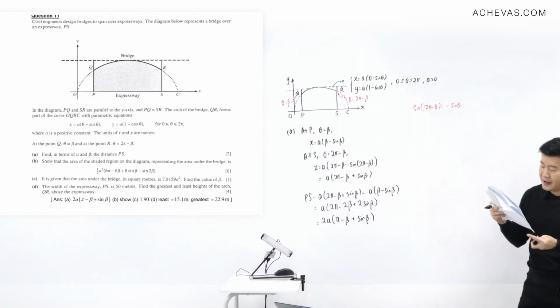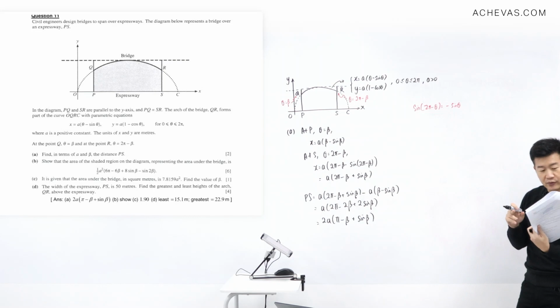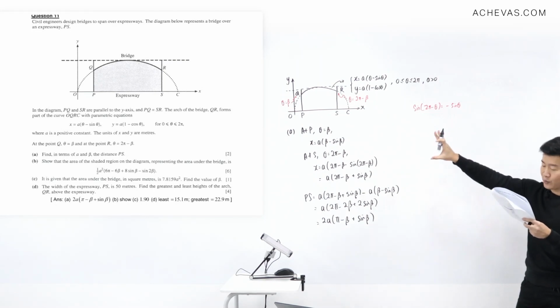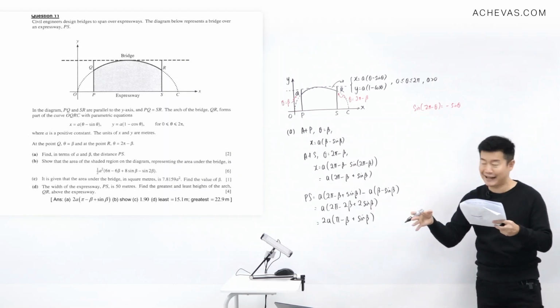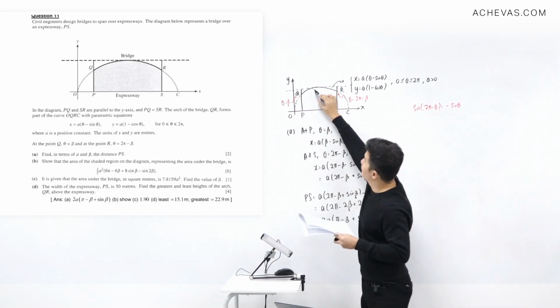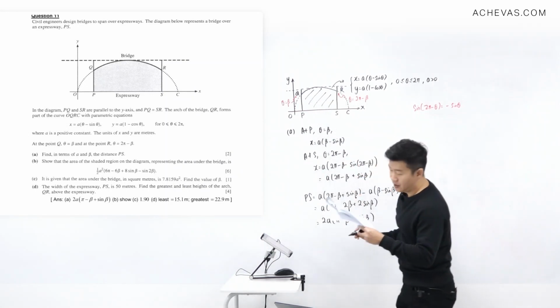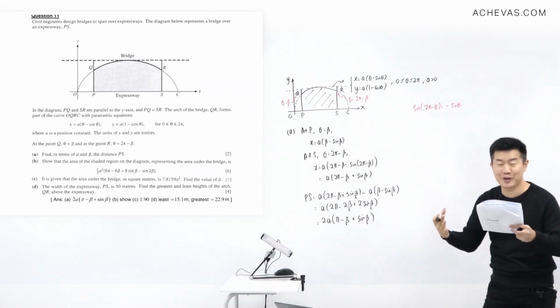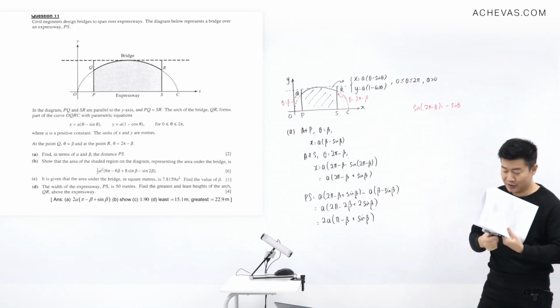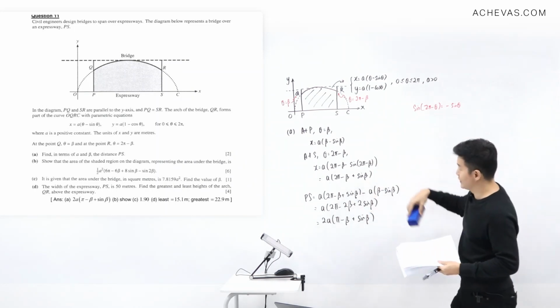Okay, and next we want to try to find the area of the shaded region on the diagram, which represents the area under the bridge, and we want to show that that area is equal to that expression there. So we are talking about this area here, this region. To find this area, we are going to make use of integration. The solution is a little bit long, so let me just erase this first, okay?